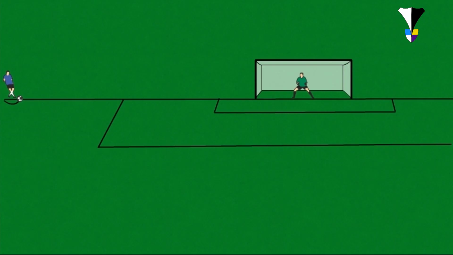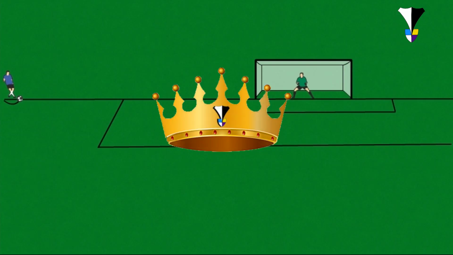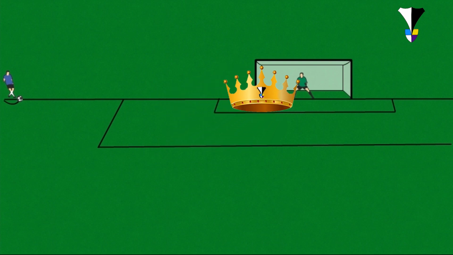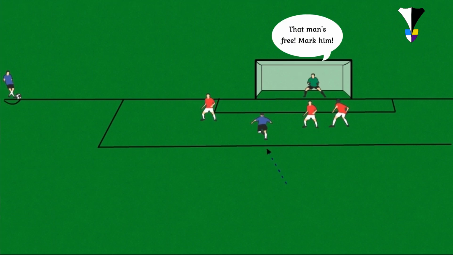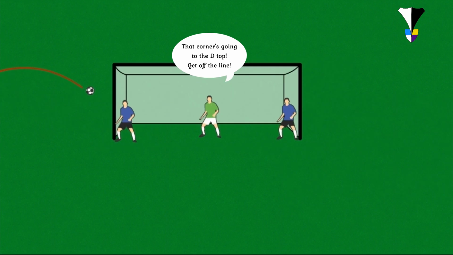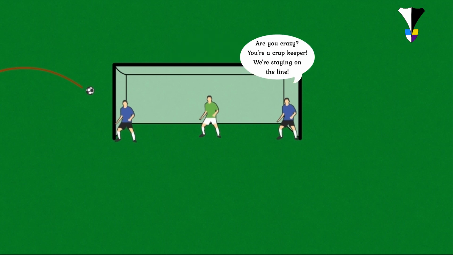Communication. The goalkeeper is the king of the box for defenders. It's up to him or her to call out to his or her defenders if he or she can catch the ball, if he or she can see an opposition player free that has to be marked, if there are open spaces that need to be covered, and if the players on the line have to stay or charge off the line. The defenders are also communicating with each other.